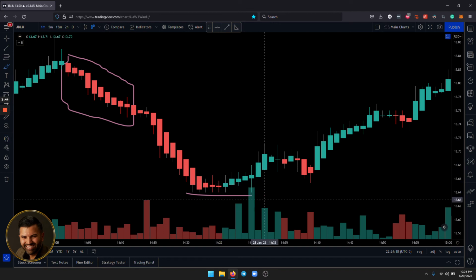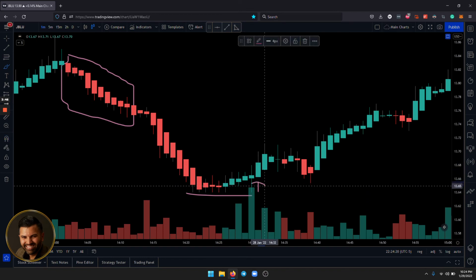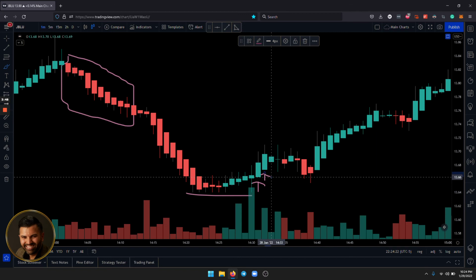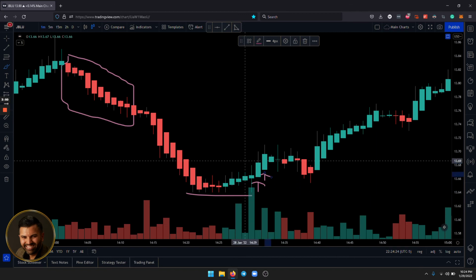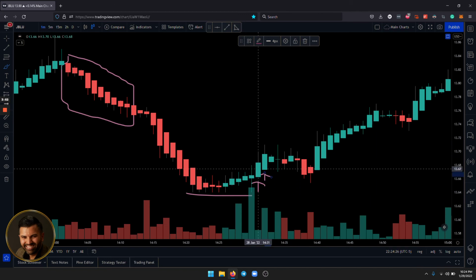Now everything has changed right here. These two bad boys. Boom and boom. There is no wick at the bottom. The wick is at the top. Big, strong body. You know that the buyers have some momentum, some strength here. This is good. But then as we progress, it goes sideways again.